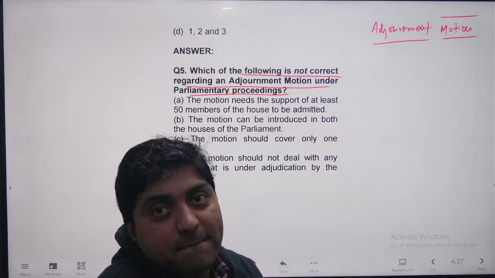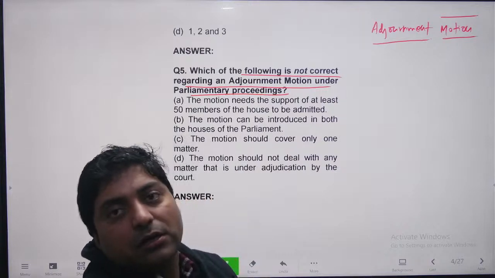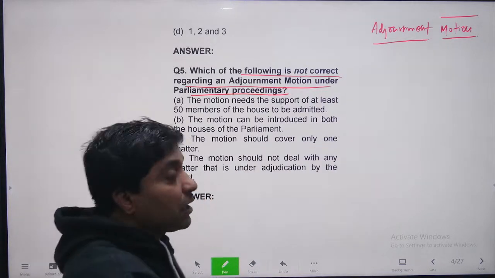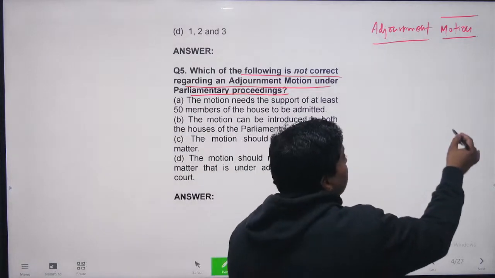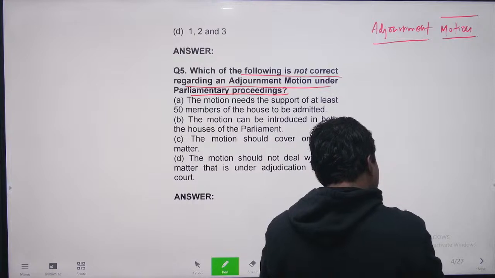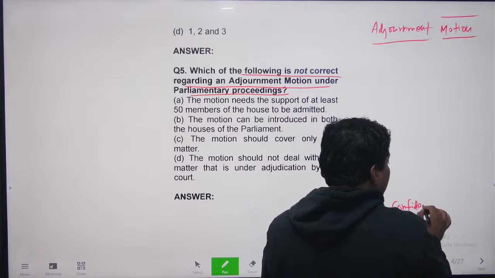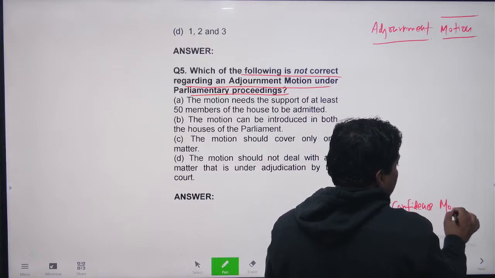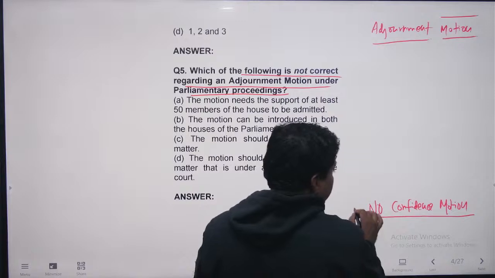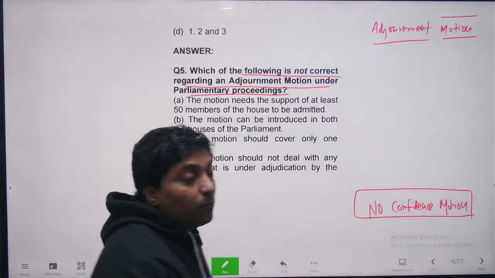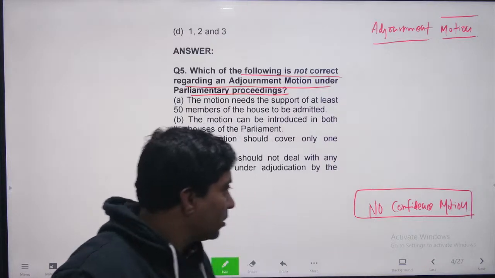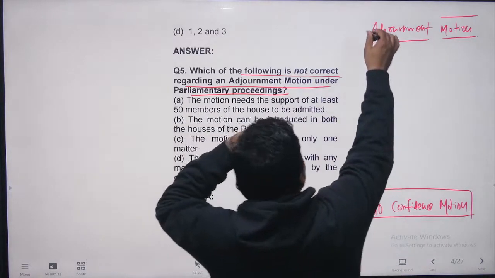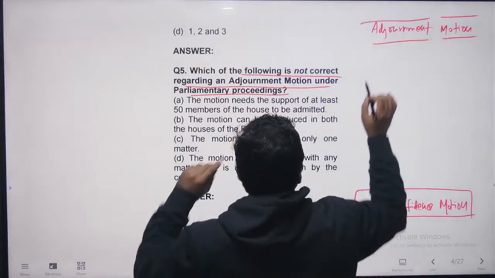There are 2 motions which cannot be introduced in the Rajya Sabha. One is adjournment motion and second is no confidence motion. These two motions cannot be introduced in the Rajya Sabha. Now adjournment motion can be introduced only in the Lok Sabha, right?